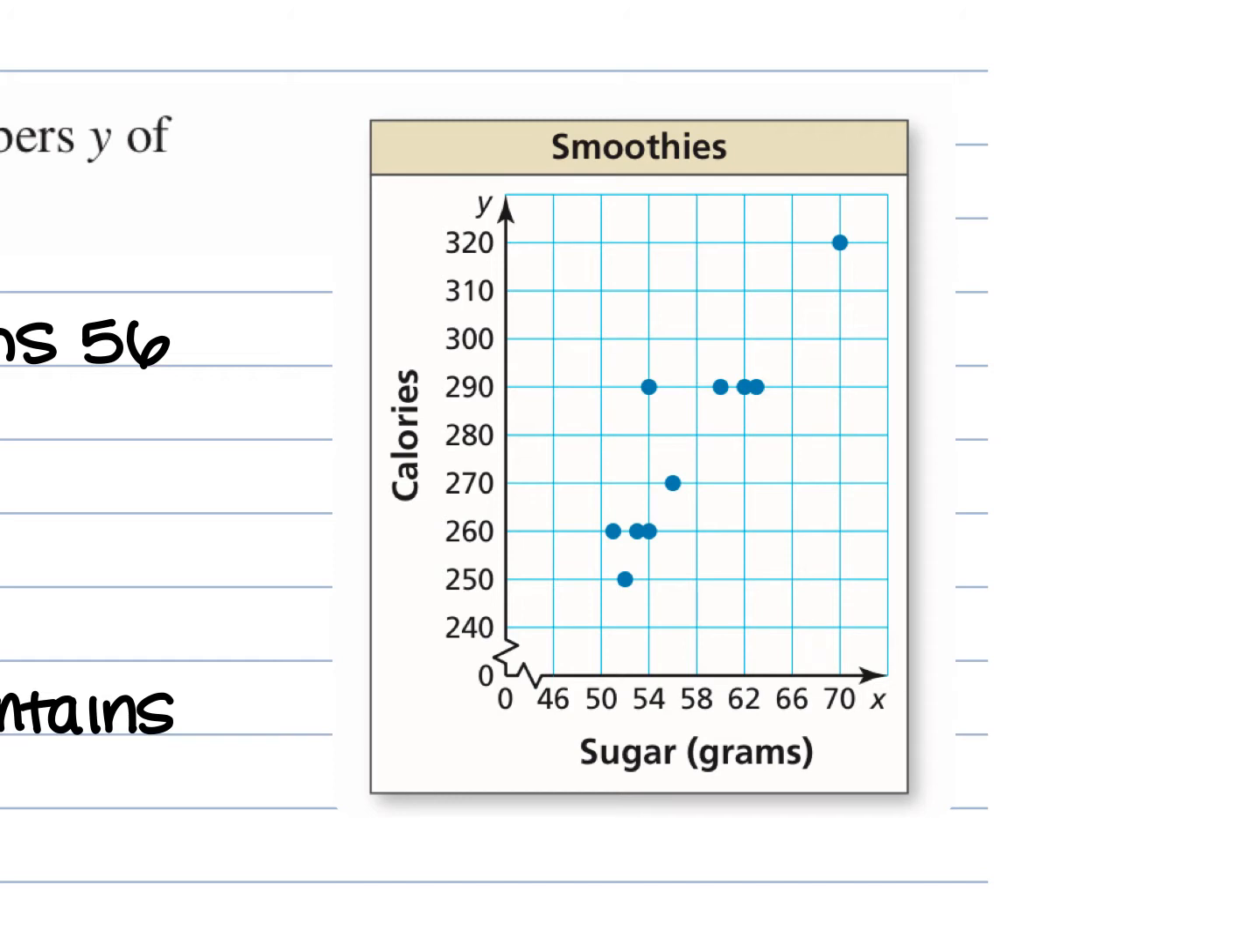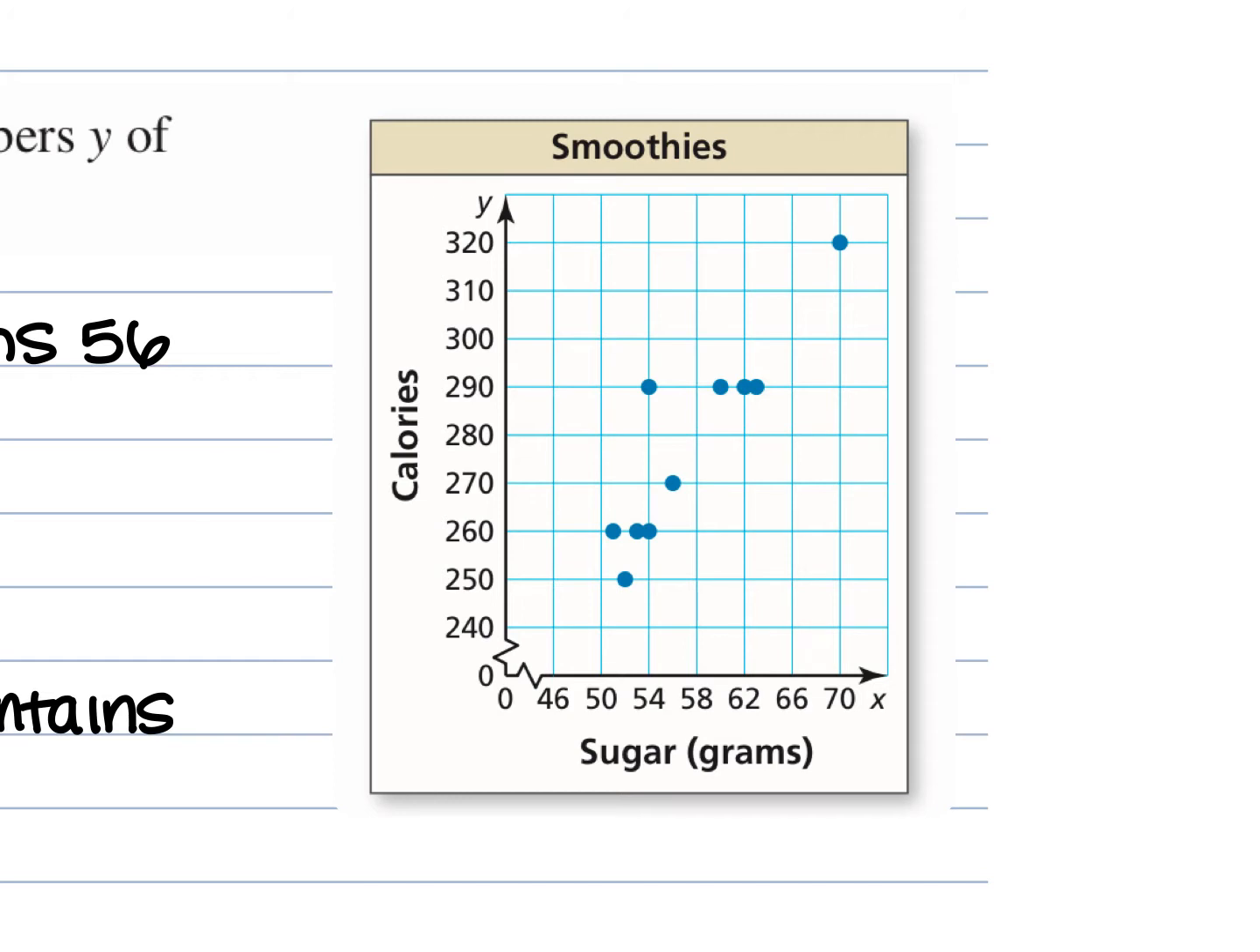Now, how many smoothies have 290 calories? There's 4 of them. Why are there 4? Someone explain that to me. Alfred? Yeah, how'd you know that there was 4 though? Excellent. Do you see the 4 dots at 290? That means that there's 4 different smoothies that are all 290 calories. How many smoothies are 270 calories? Just 1, because there's 1 dot there. Do you guys see that?